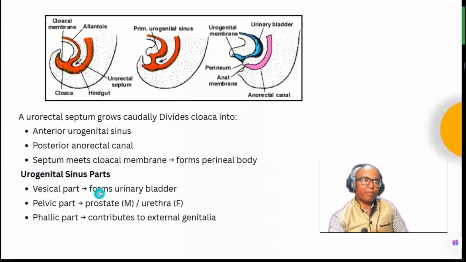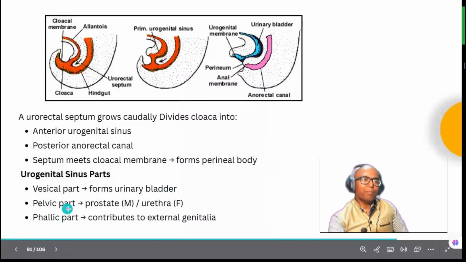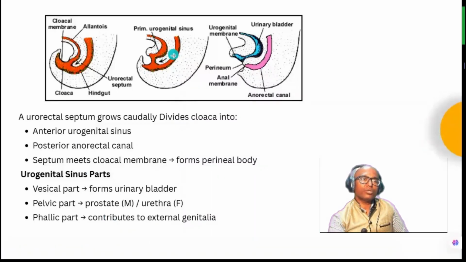It has got a vesical part which will form the urinary bladder. Then it has got a pelvic part and the phallic part. Pelvic part will form the prostate in males and the urethra in females, and the phallic part will contribute to the external genitalia. Okay, so this urorectal septum will divide the cloaca into anterior and posterior region. This is the urogenital sinus, and this will be the anorectal region.